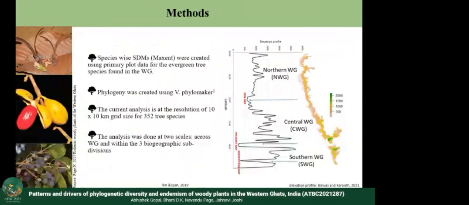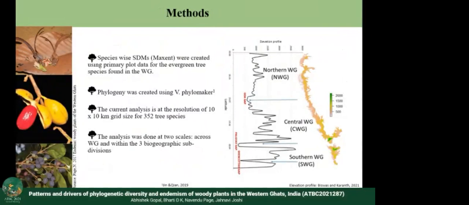From primary plot data, species occurrences were collated and species-wise distribution models were created for evergreen species found in the Western Ghats. The current analysis was done for a subset of species and was done at a 10 by 10 kilometer resolution. The analysis was done at two scales, across Western Ghats and within the three biogeographic subdivisions.